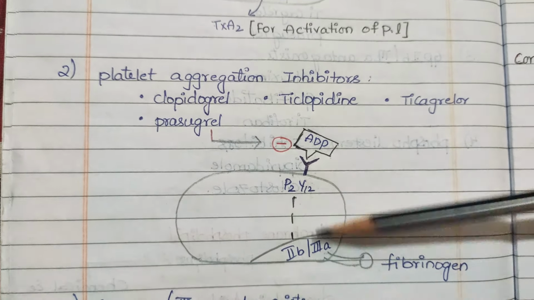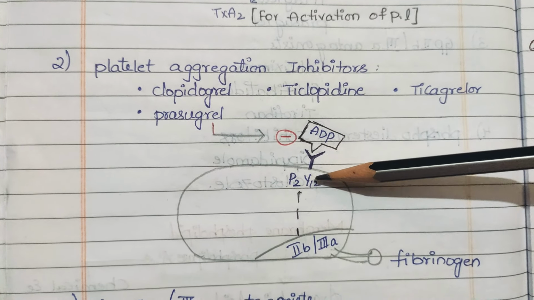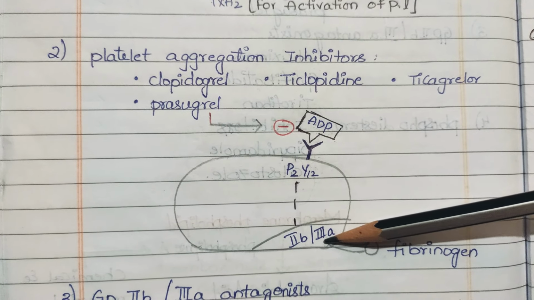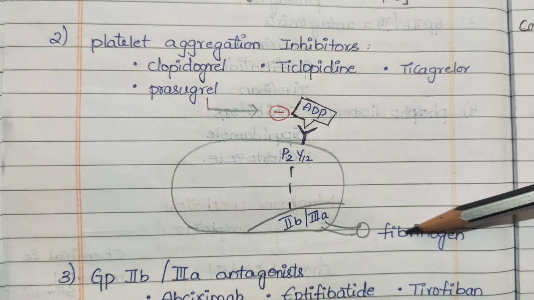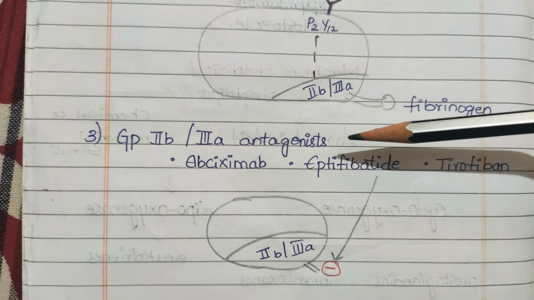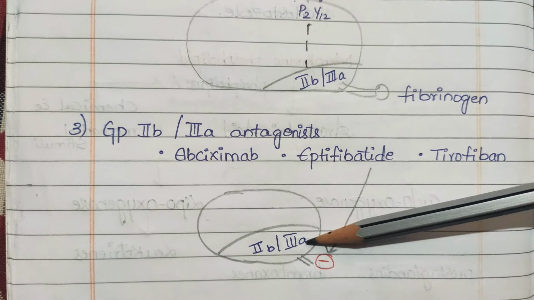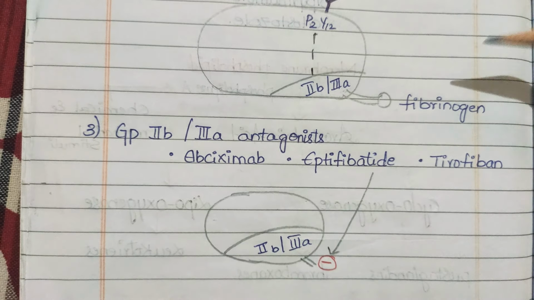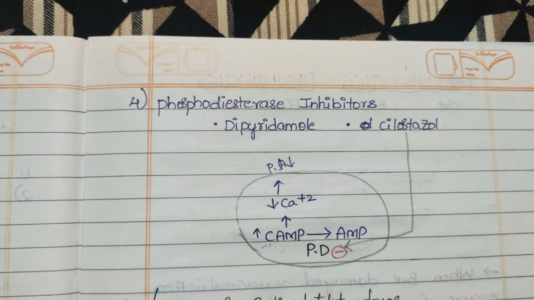So this is the general mechanism, but what these drugs do is they inhibit this ADP and P2Y12 receptor complex formation, so that there will be no activation of glycoprotein 2B/3A receptors and there will be no interaction with the fibrinogen. Now coming to the third category, glycoprotein 2B/3A antagonists. What they do is they directly act on the glycoprotein 2B/3A receptors and they inhibit their interlink with the fibrinogen. And coming to the fourth category, phosphodiesterase inhibitors.